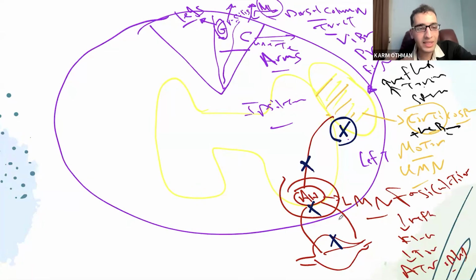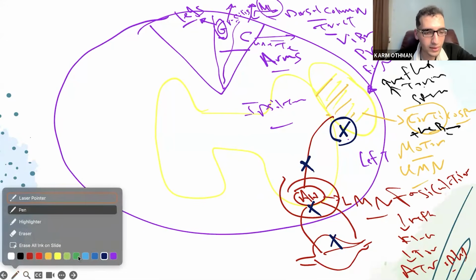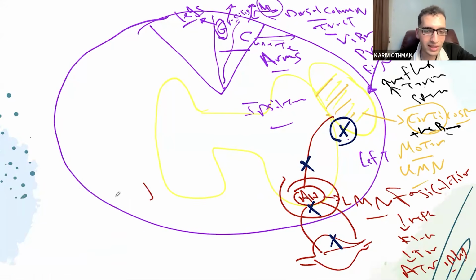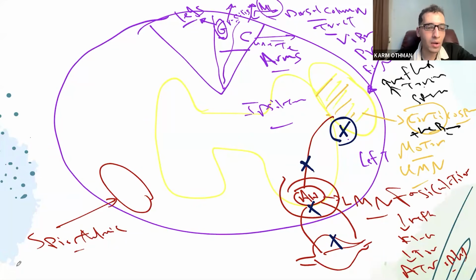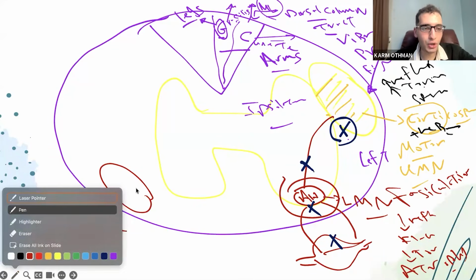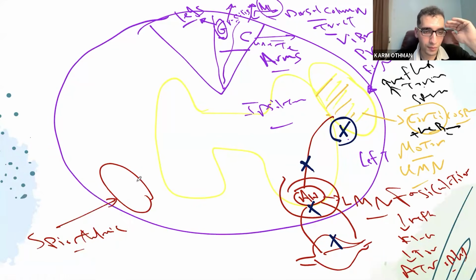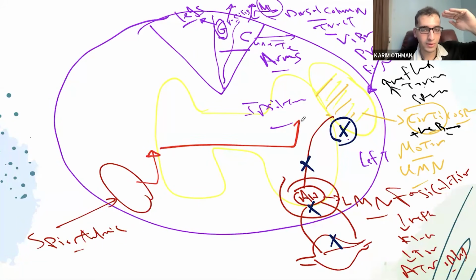So ipsilateral, dorsal column or motor will be ipsilateral, guys. Okay. Now, the last tract we need to discuss is a tract called the spinothalamic tract. This tract is here, spinothalamic. Okay. Now, this tract, guys, usually goes up for one or two vertebrae, and then it will cross.